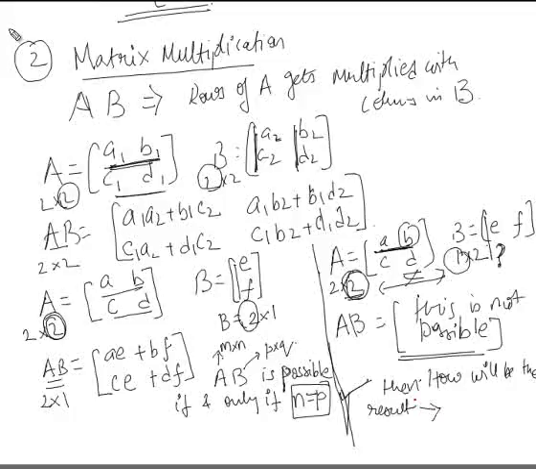See, I multiplied a 2 cross 2 with a 2 cross 1. I got 2 cross 1. Correct? So basically, what does that mean? If I have to multiply an M cross N, I definitely need some N cross P matrix. This N and N should be equal. This is the condition which we saw here. The result will be of the structure M cross P. Please remember this.